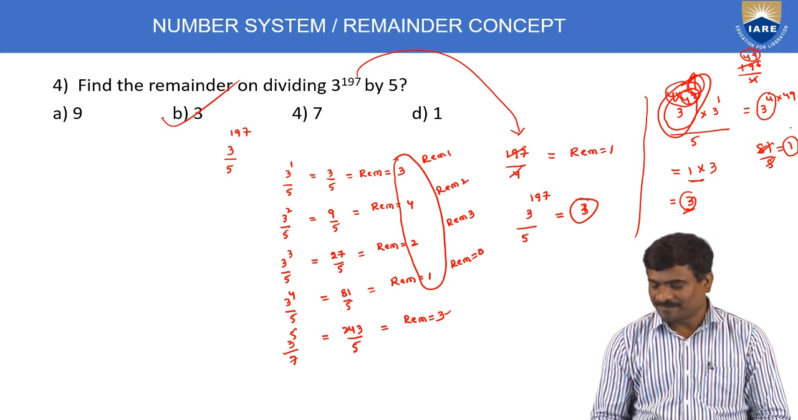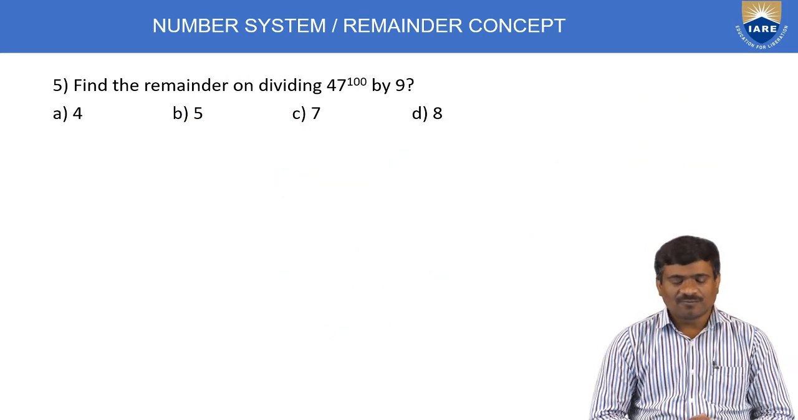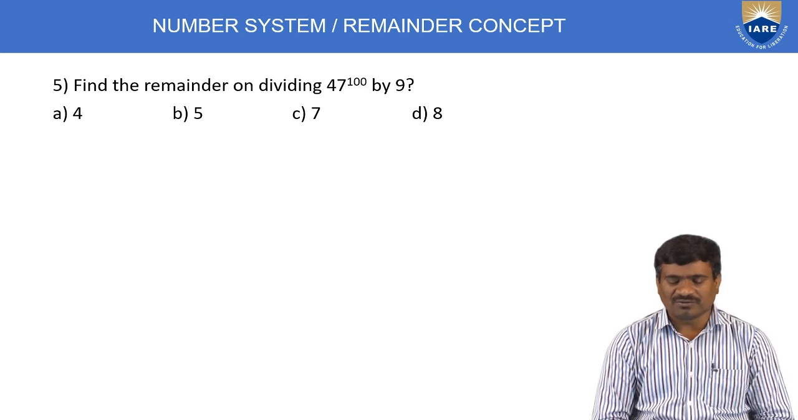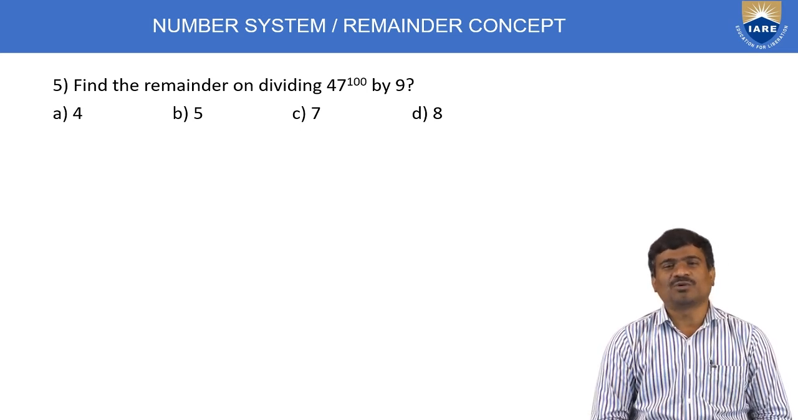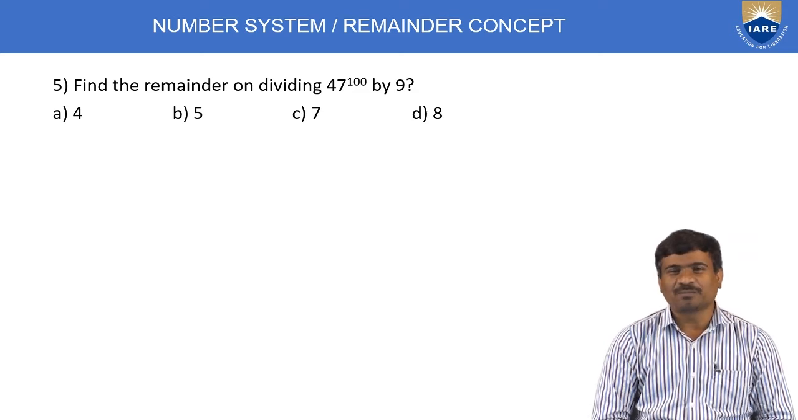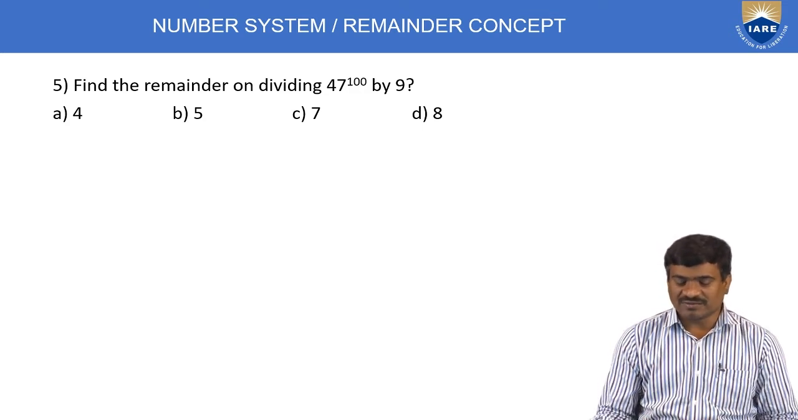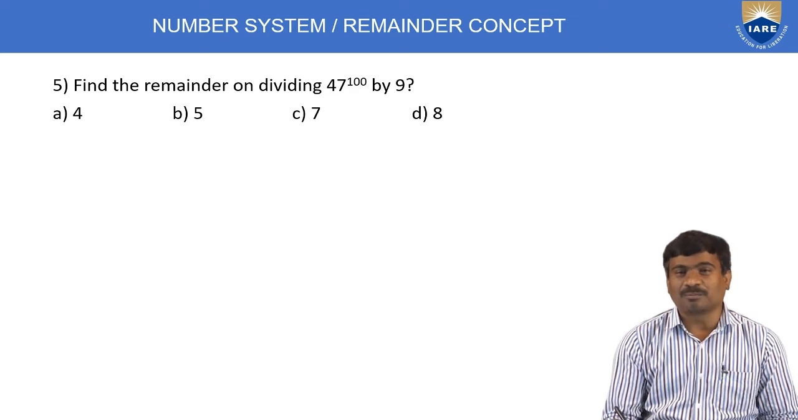Okay, next, the fifth example. Find the remainder on dividing 47 to the power of 100 by 9. Options: A 4, B 5, C 7, D 9. Here, 47 to the power of 100 by 9.